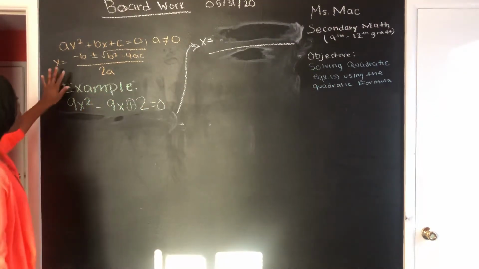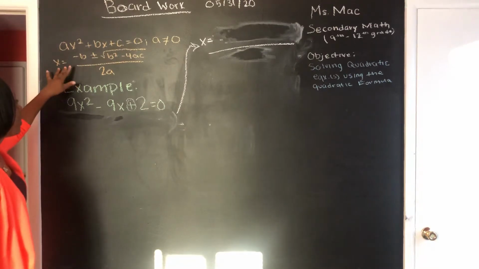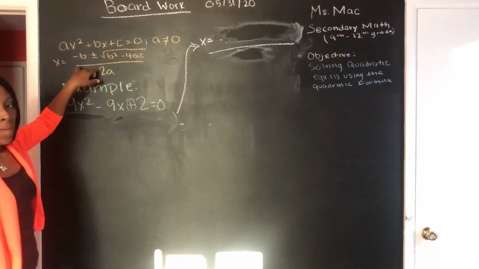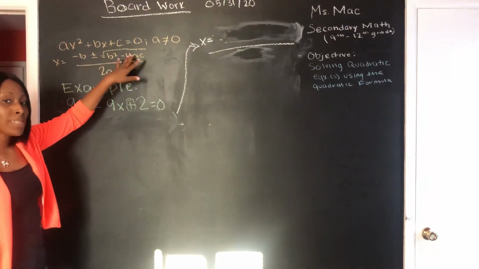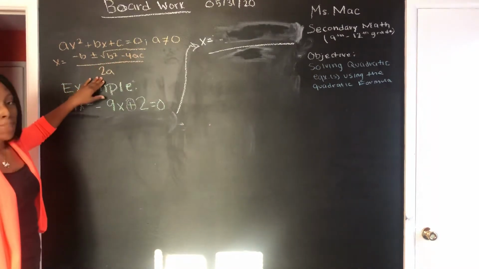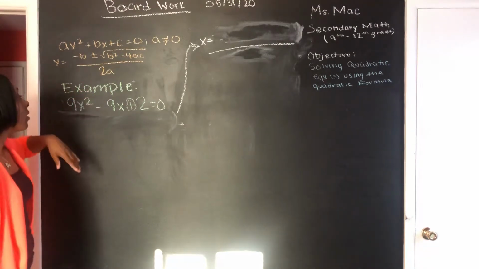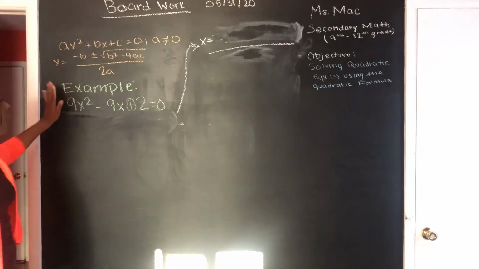So, the quadratic formula is as shown. x is equal to negative b plus or minus the square root of b squared minus 4 times a times c, divided by 2 times a. So let's check out this first example.